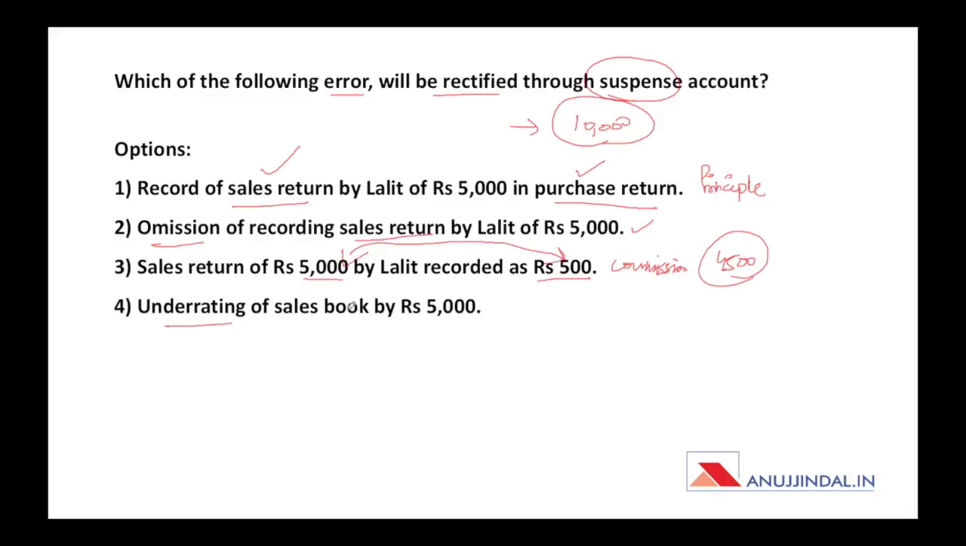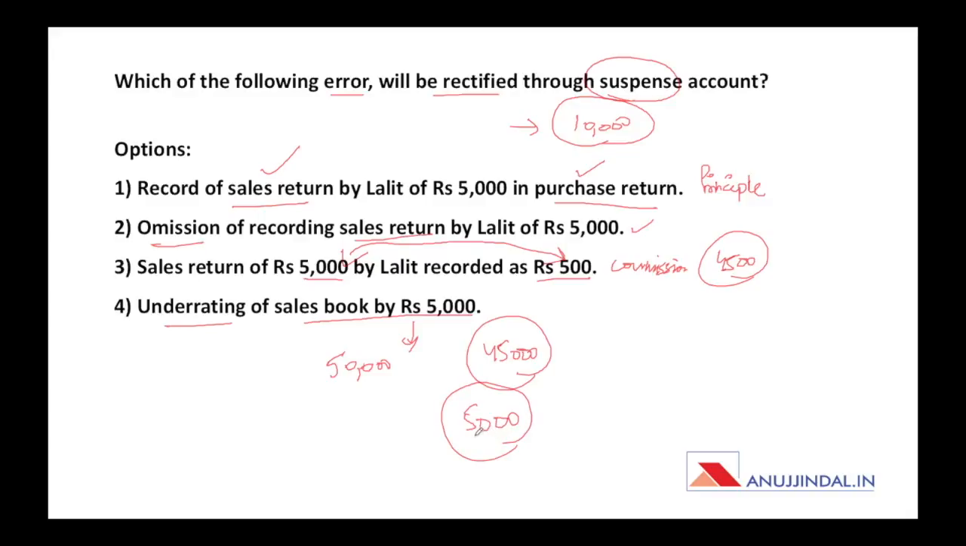The fourth is underwriting of sales book by rupees 5,000. This is an error which requires a suspense account. Why? Let me tell you why. You have a sales book wherein all the sales made by the enterprise, or made by you personally, are recorded. There is an underwriting of the sales book. That means if the sales were required to be, let's say, 50,000 in a year, you recorded sales of only rupees 45,000. You have not recorded sales of 5,000.